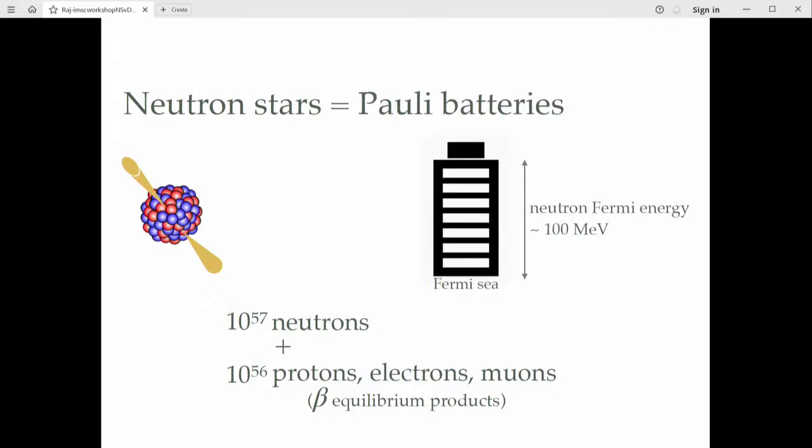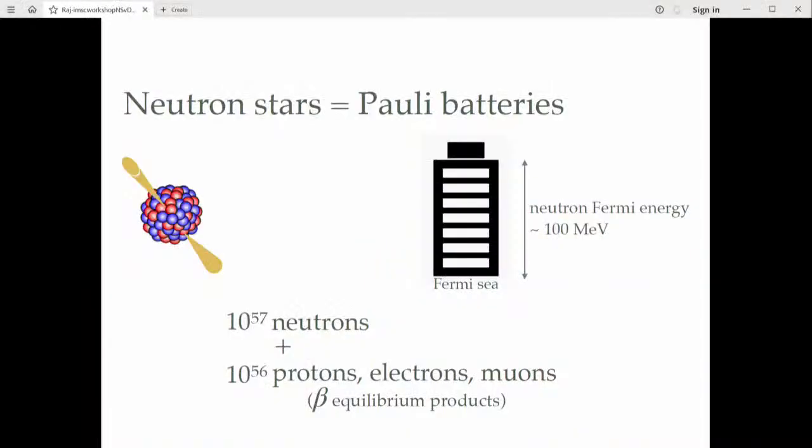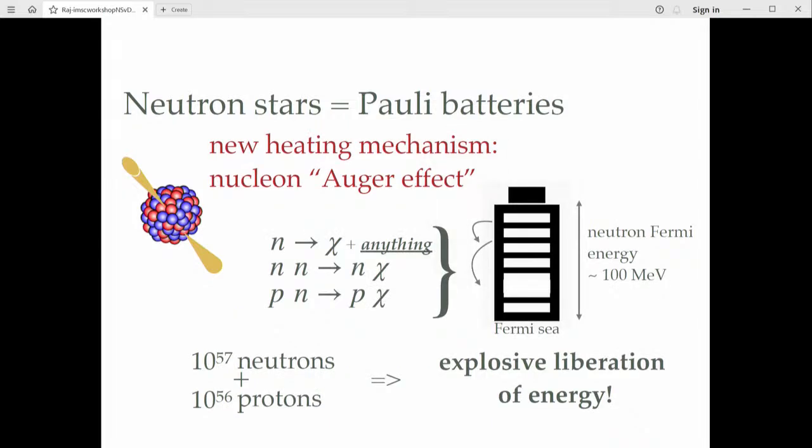But the other picture of neutron stars that we have is that in energy space, the nucleons fill up a Fermi sea of all these energy levels, like any closed quantum system. And the Fermi energy of this Fermi sea is typically around 100 MeV, right? So the idea here is to use all the energy stored in this Fermi sea as a battery to heat up the neutron star, okay? And let's see how that can happen.